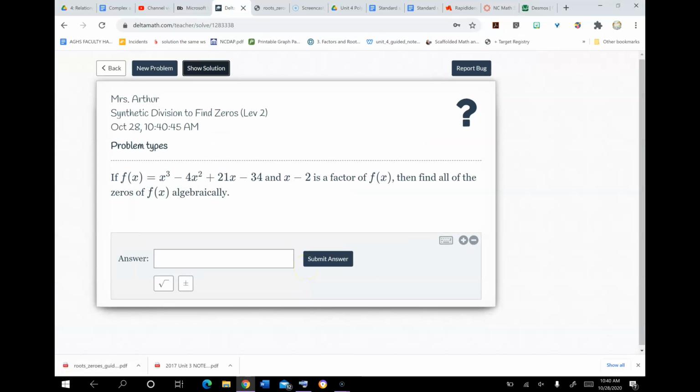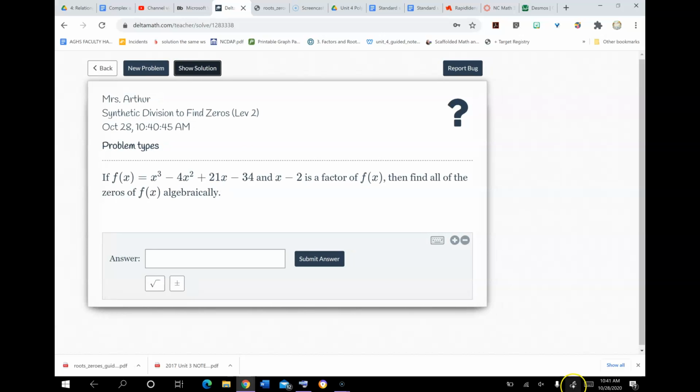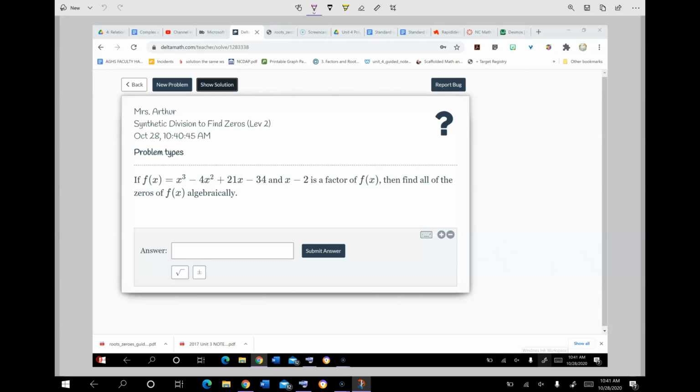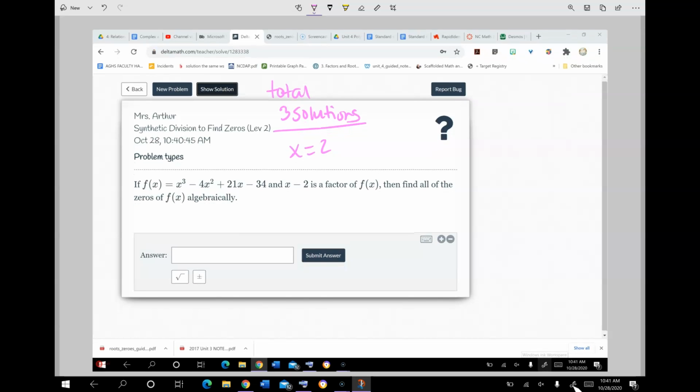So level 2 is not going to be as easy as that one. Okay, so we're actually going to take a screen snip of this one. All right. So this is level 2. This one's going to have your imaginary numbers in it. Okay. So it says that this is my equation and x minus 2 is a factor. So if x minus 2 is a factor, so my degree is 3, right? So I have a total of 3 solutions. Okay. Well, if x minus 2 is a factor, that means x equals 2, and I need 2 more answers, okay? So we're going to have to do synthetic division with 2.